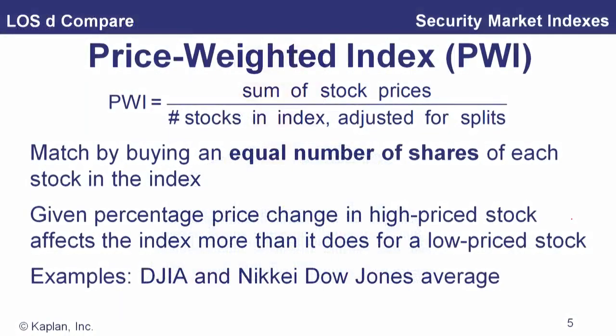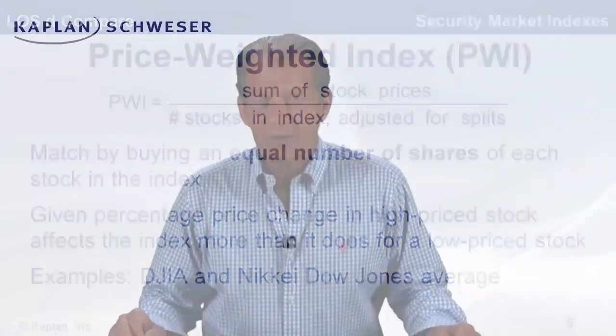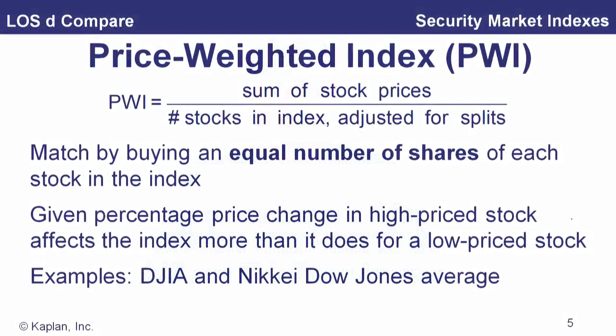And how would we match that up? How would we set up a portfolio that matched a price-weighted index? Well, if we bought an equal number of shares of each stock in the index, we'd match a price-weighted index. So if we bought 100 shares of a $5 stock, we'd invest $500 there, and if there were another stock that's trading at $30, we'd invest $3,000 there to buy an equal number of shares, 100 shares of that. So the thing we need to remember about a price-weighted index is stocks with higher prices have a greater influence on the index. A 10% change in that $30 stock, a $3 change, is going to affect the index more than a 10% change in that $5 stock, which would only be 50 cents.